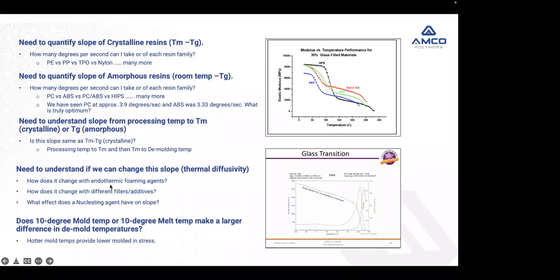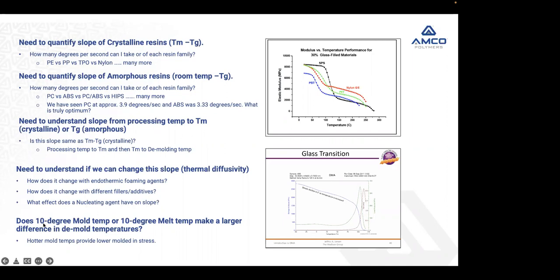What about an endothermic foaming agent? How much does that necessarily change? What about different fillers? Does glass fiber, does hemp, does mineral, calcium carbonate, talc, do they pull heat out differently? What effect does a nucleating agent have on the slope? Nucleating agents allow me to build crystals quicker at higher temperatures. So I should be able to eject my part out a little hotter.